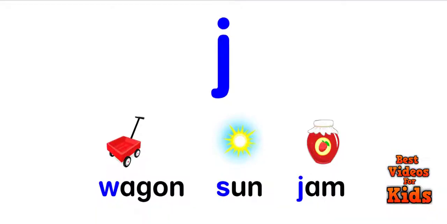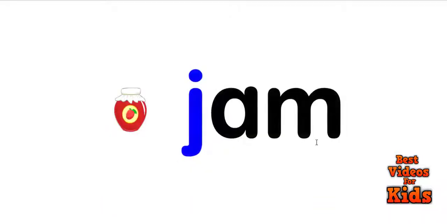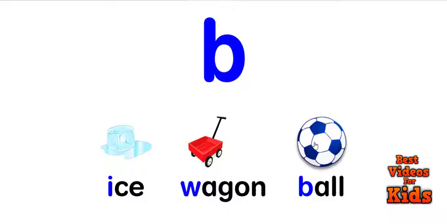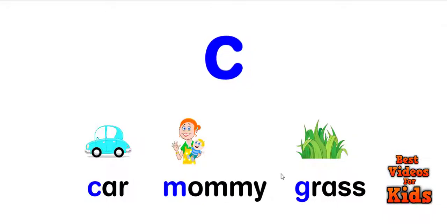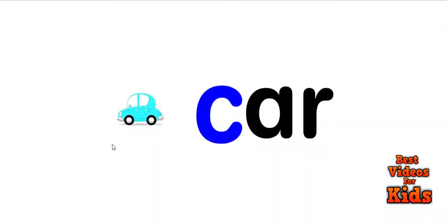Which word starts with the letter J? That's right. J is for jam. Which word starts with the letter B? That's right. B is for ball. Which word starts with the letter C? That's right. C is for car.